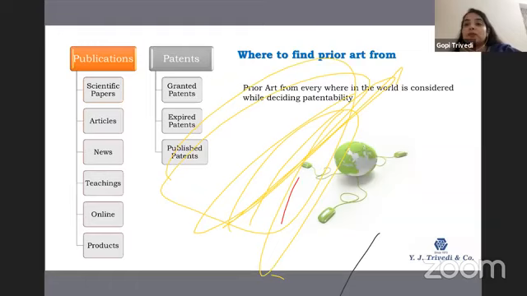At the same time, the patent documents shall also work as prior art in the form of granted patents. It can be expired patent or it can be published patent. Kindly remember that you are going to do the global search to find novelty. At the same time, you're going to file it locally.